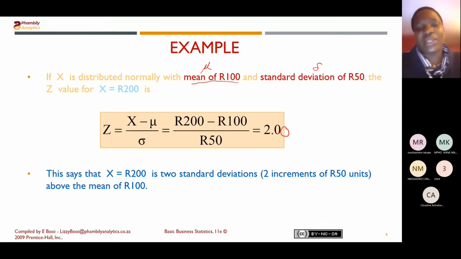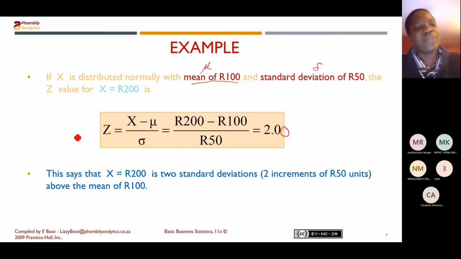So how do we interpret the Z-score? This is how you're going to say it. For the Z value of 2.0, you interpret it by saying that the X value of 200 is 2 standard deviations, or 2 increments of 50 units, above the mean.